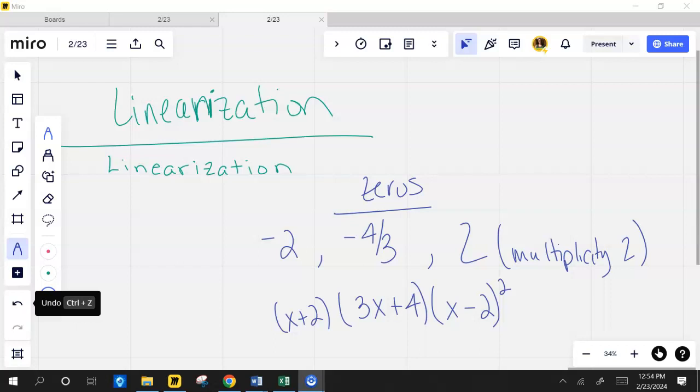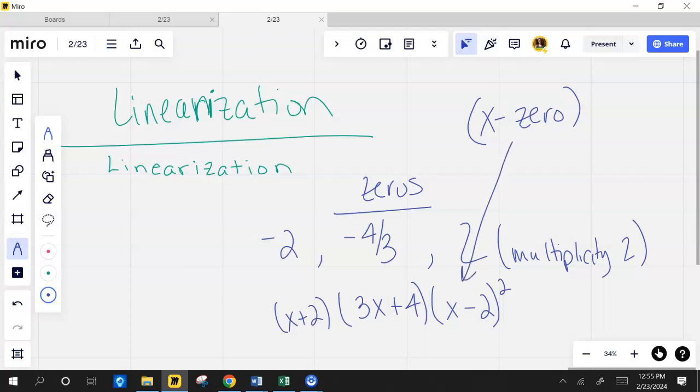All right. Everybody understands where these factors are coming from, yes? Because really, x minus a 0, and not the number 0, but a zero, go sit down. x minus a zero is always a factor, and that's where we're getting these factors from. Is everybody okay with that? Okay.